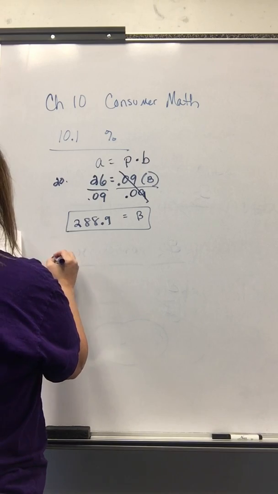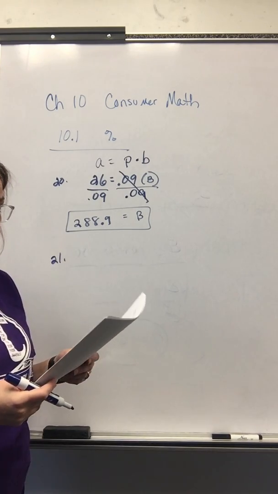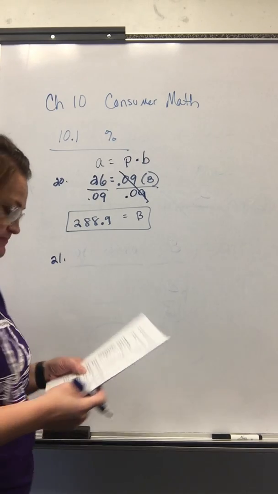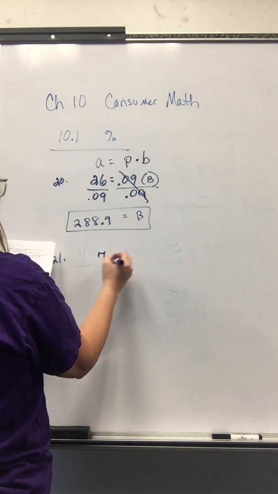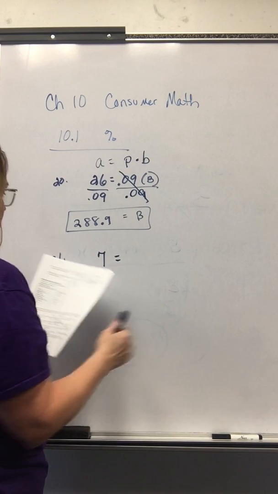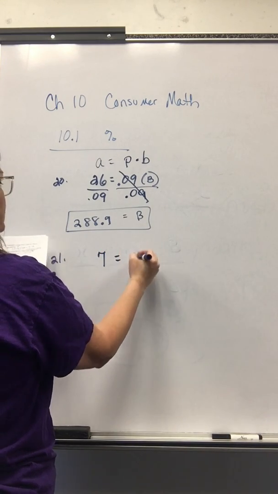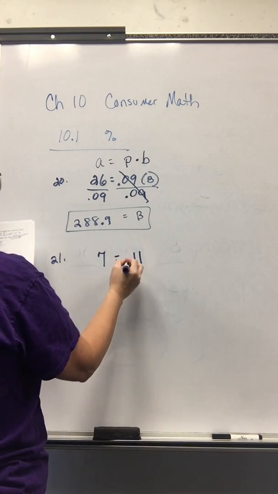All right, number 21. Based on this label, find the number of grams of total fat that are needed to meet the recommended daily value of fat. In the label, it says 7 grams. That's the A, the amount per serving in these ramen noodles. And that is 11% of the daily value, so I'm going to change that to 0.11.